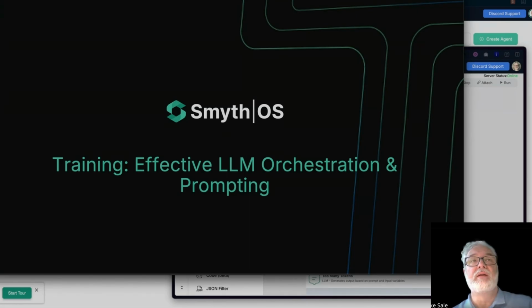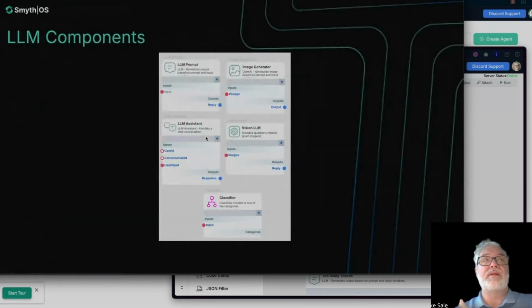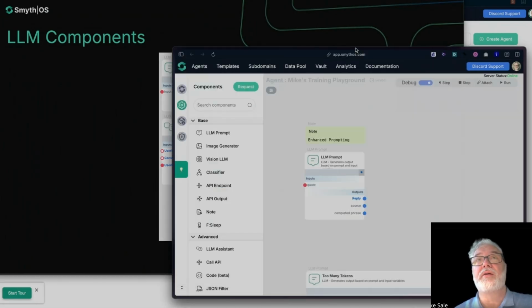Okay. So in this process, we are going to look specifically at 5 different prompts, with most of our focus being on the LLM prompt and the classifier. Specifically, we're going to look at the LLM prompt. I know you're like, oh my gosh, we've already looked at this thing. I understand everything there is to know about this, but I promise you, you haven't. There are some things that are specific to Smyth, and then there are some things that are not.